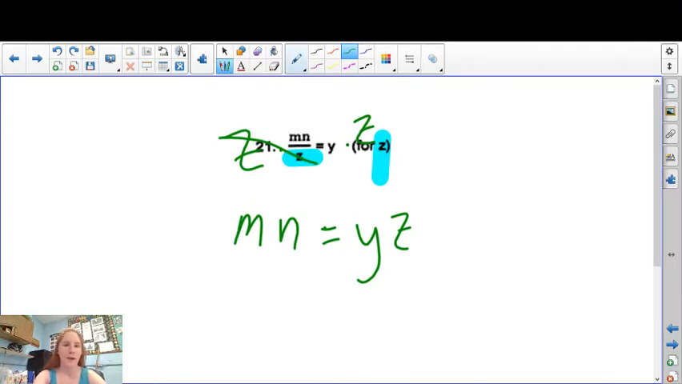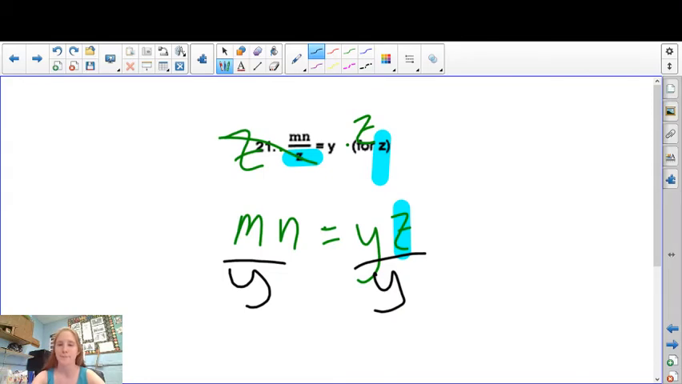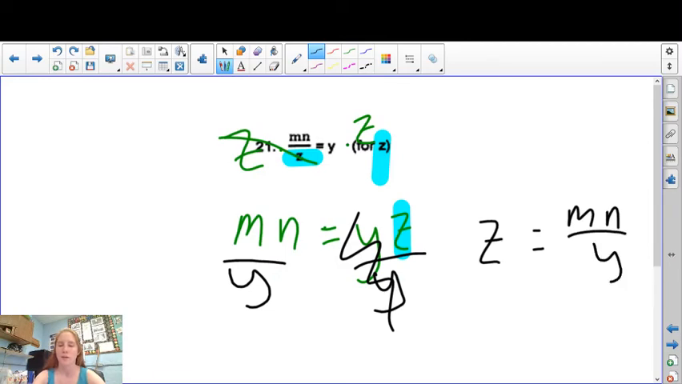Gonna go ahead and highlight my letter, in this case Z. Okay, how do we get there? Well, right now he's being multiplied. So to undo multiplication, I divide by the issue. And right now the issue is Y. Causes them to cancel. Z is equal to MN over Y.